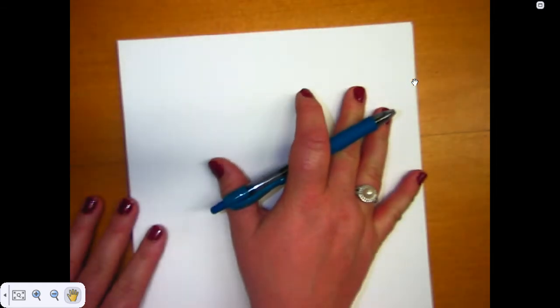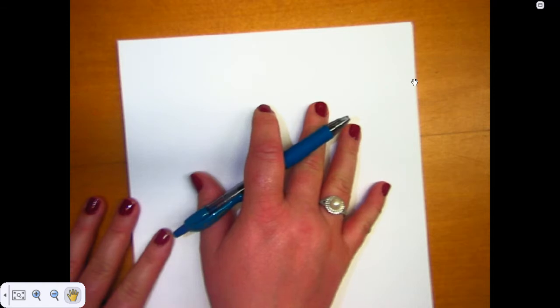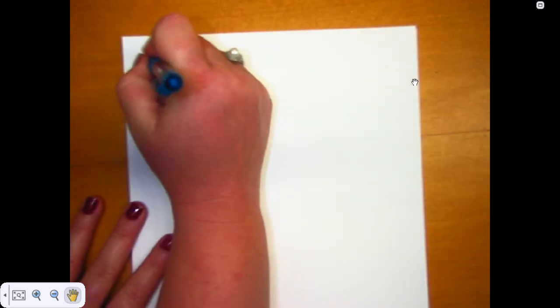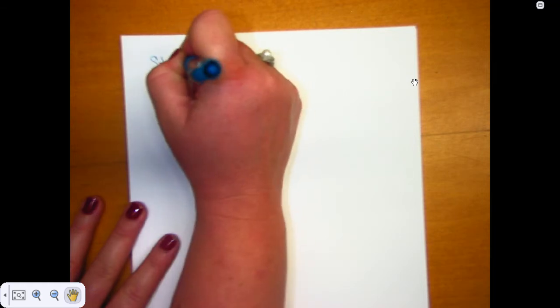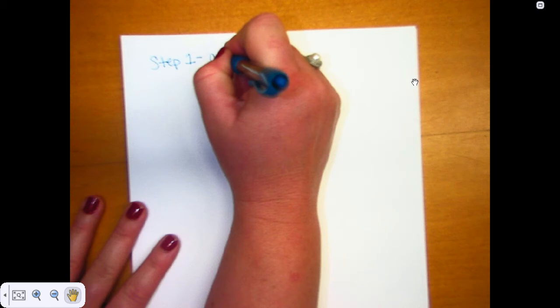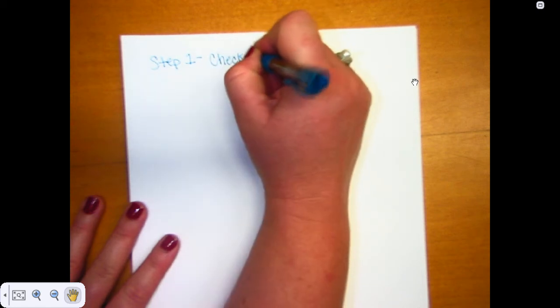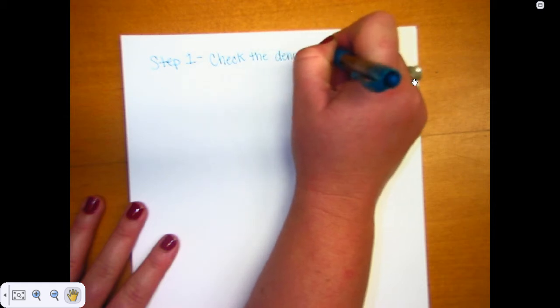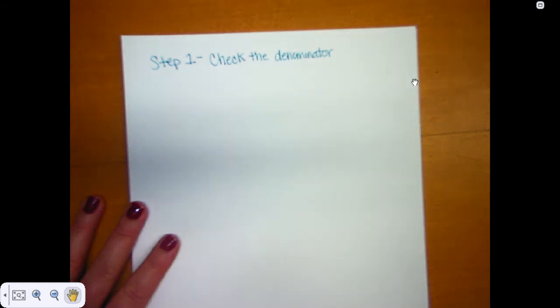Okay, so if we are working with rational numbers and they have unlike denominators, we have 4 steps that we need to do each time. So step 1, and this would probably be a good idea for you to write it down so you can check your steps each time. You're going to check the denominator. You need to check that denominator to see if you have like denominators. If you don't, then you need to find a common denominator.